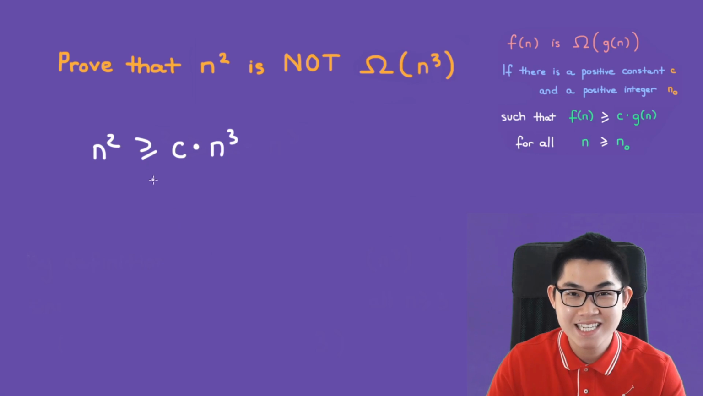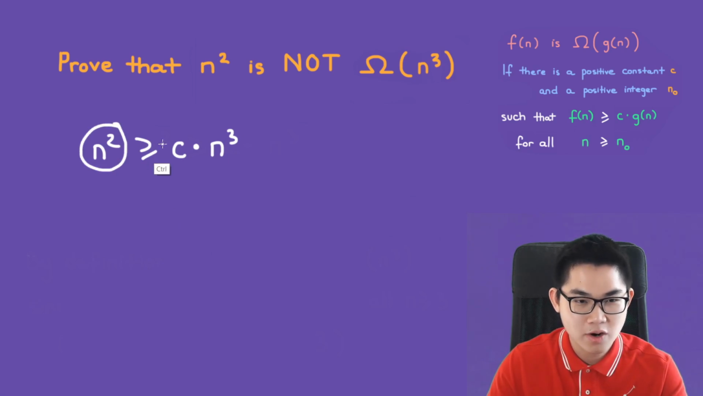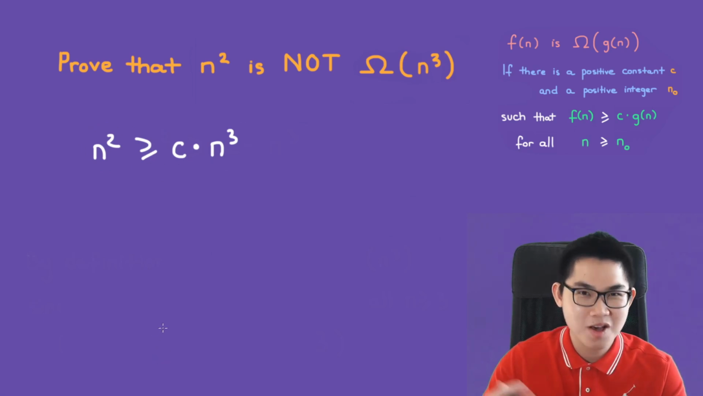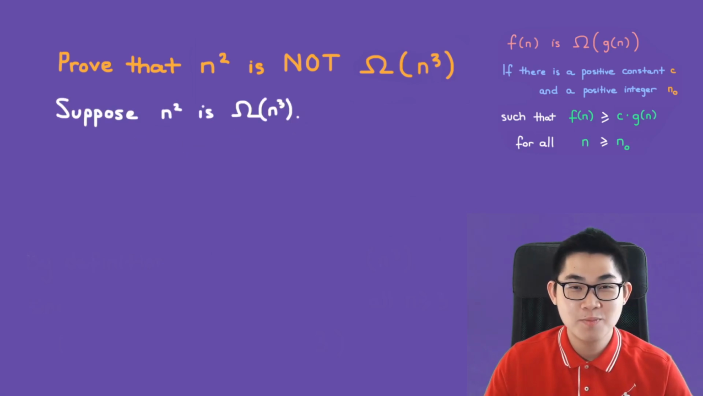Intuitively, you know that this is not true, because this is basically saying that a quadratic function grows faster than our cubic function. And that is not the case. It is actually the other way around. We're going to use proof by contradiction. So suppose that n to the power of 2 is big omega of n to the power of 3.